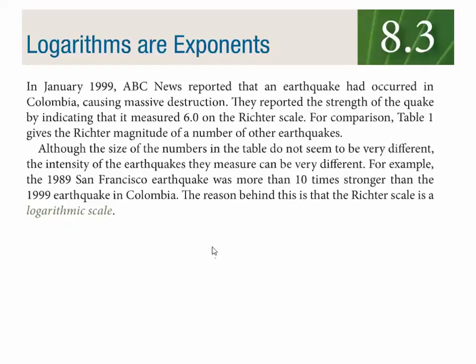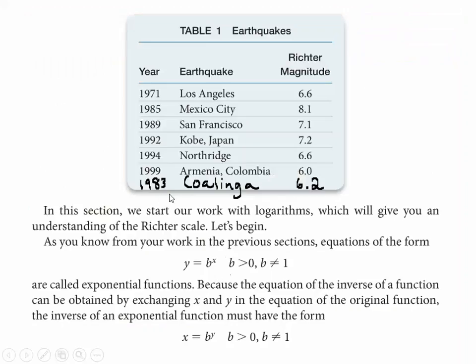They forgot one. So if you look on page 513, if you have the textbook there, they forgot the most important one. They forgot the Kalinga earthquake of 1983. Right? It was a 6.2 earthquake. So this 6.2 earthquake and the 7.2 earthquake in Japan, this earthquake here was 10 times stronger than this one, and that's what these numbers mean. So if you go from 6 to 7, it's the intensity of movement. That's what they're measuring.